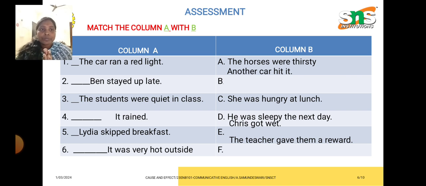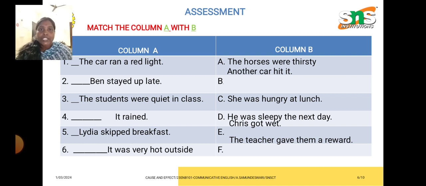So we'll go with the teacher gave them a reward because the students were quiet in class. So the students were quiet in class, so the teacher gave them a reward. Lydia skipped breakfast, so we can use since she was hungry at lunch. So it was very hot outside. Then you can go with the horses were, so the horses were thirsty.